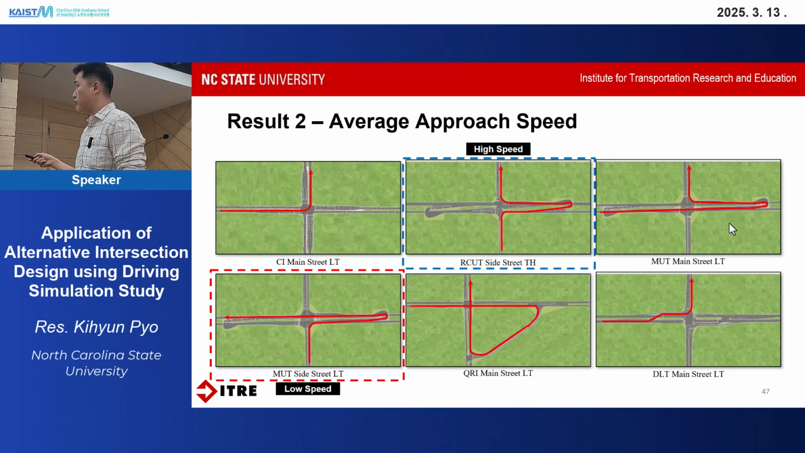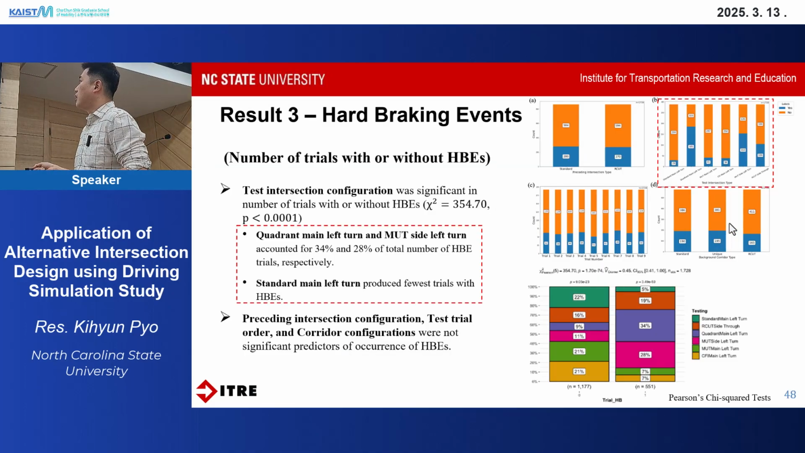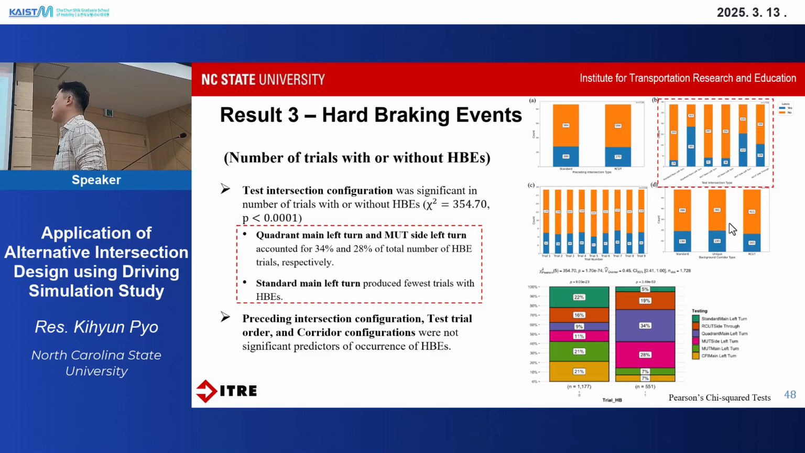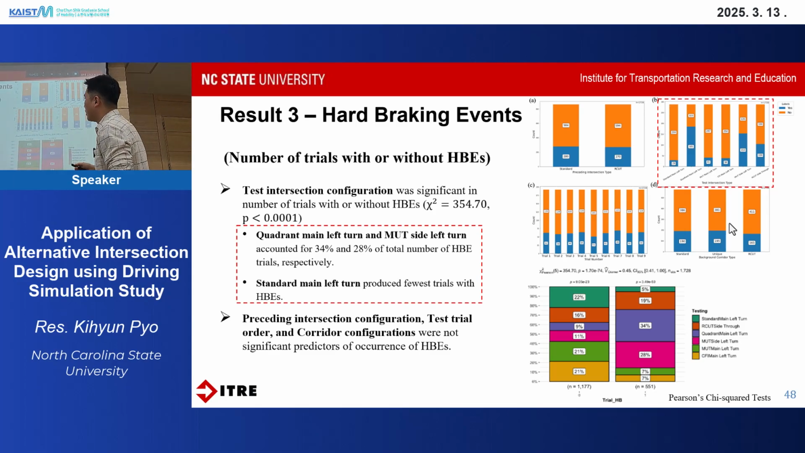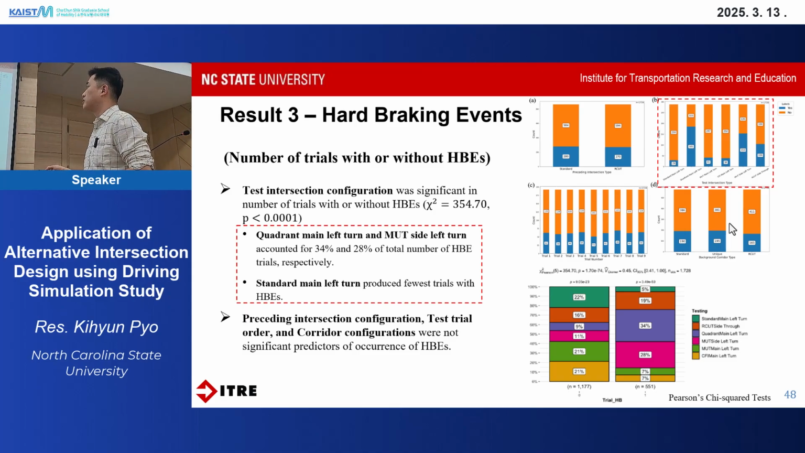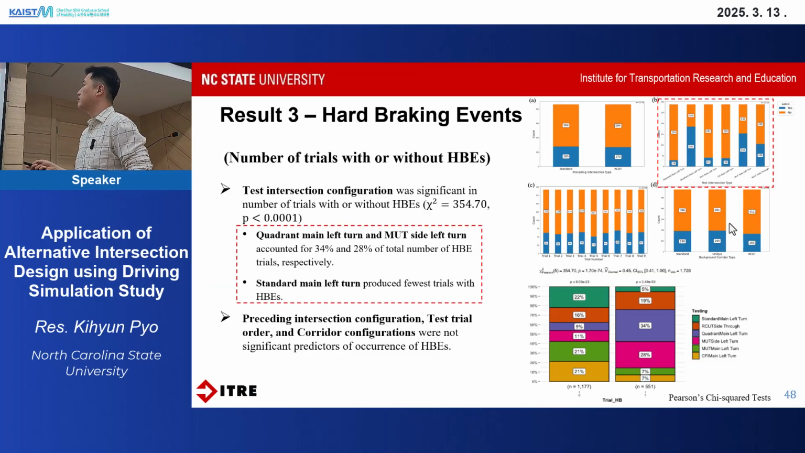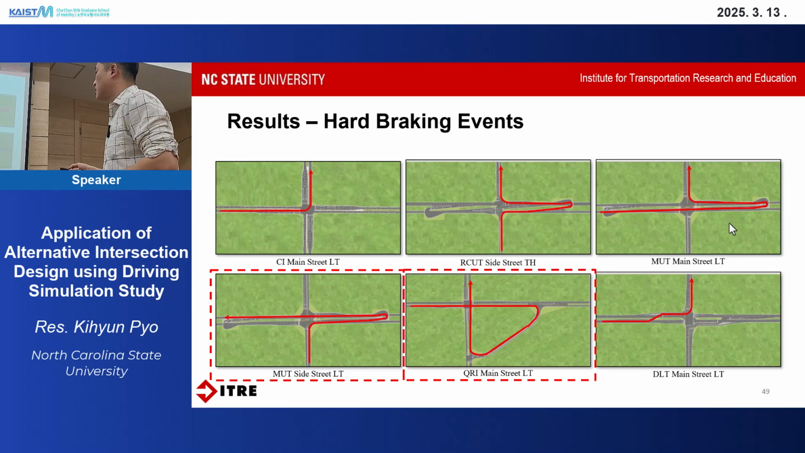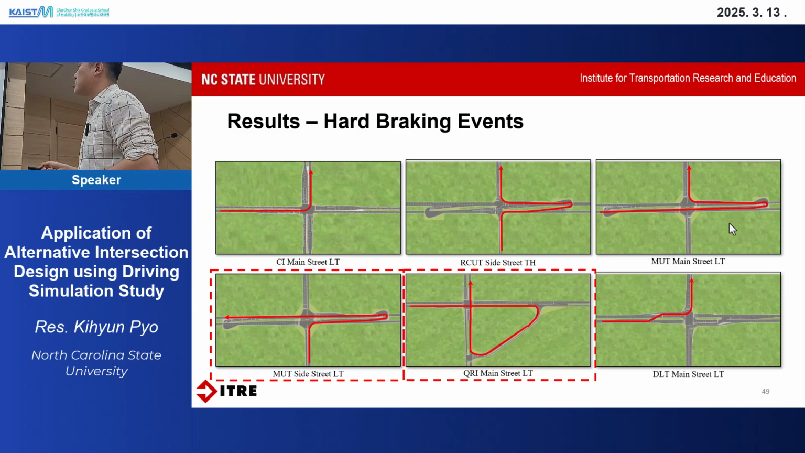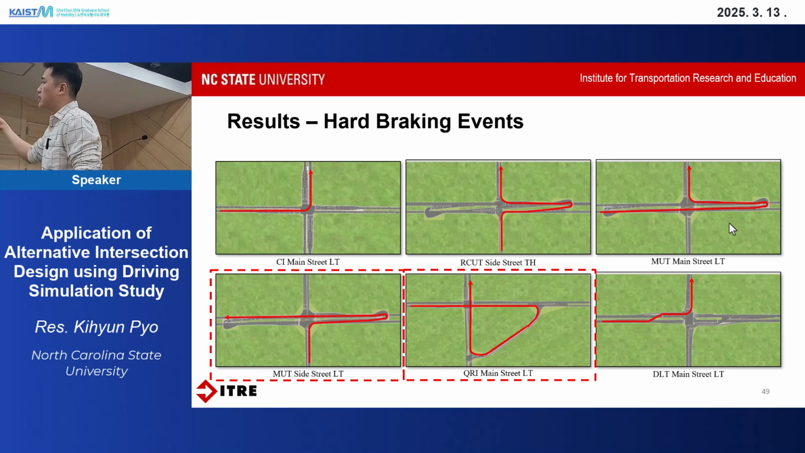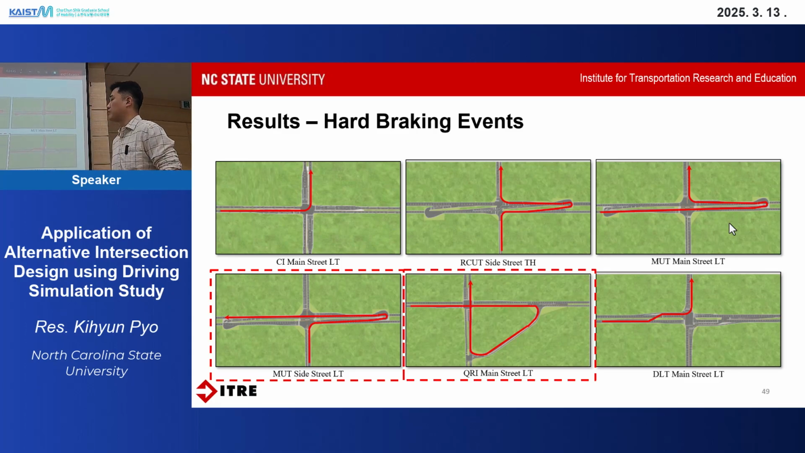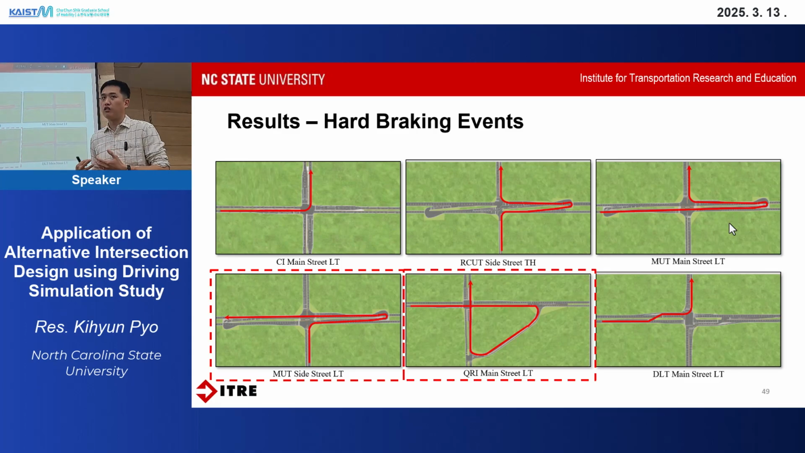R-cut movement go through, and then drivers usually go high speed at this type, low speed at this type, MUT. Last one is the hard braking events, HBE. So many drivers usually do a lot of hard braking here, quadrant main left turn, and MUT around 30%, like this. So drivers who encountered this type of intersection have a tendency to hard brake a lot.